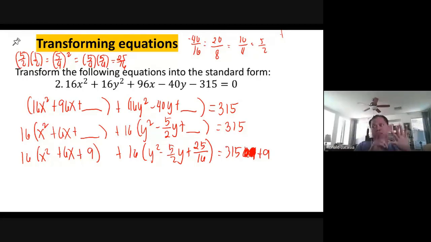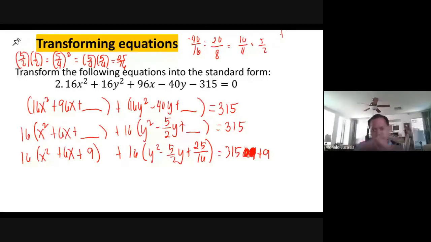Kasi the second step is to get half of b. In our b, there is negative 5 over 2. Kalahati ng b, ang kalahati ng 5 over 2 ay 5 over 4. Ngayon yung 5 over 4 is square mo yan. So 5 over 4 times 5 over 4, 25 over 16.